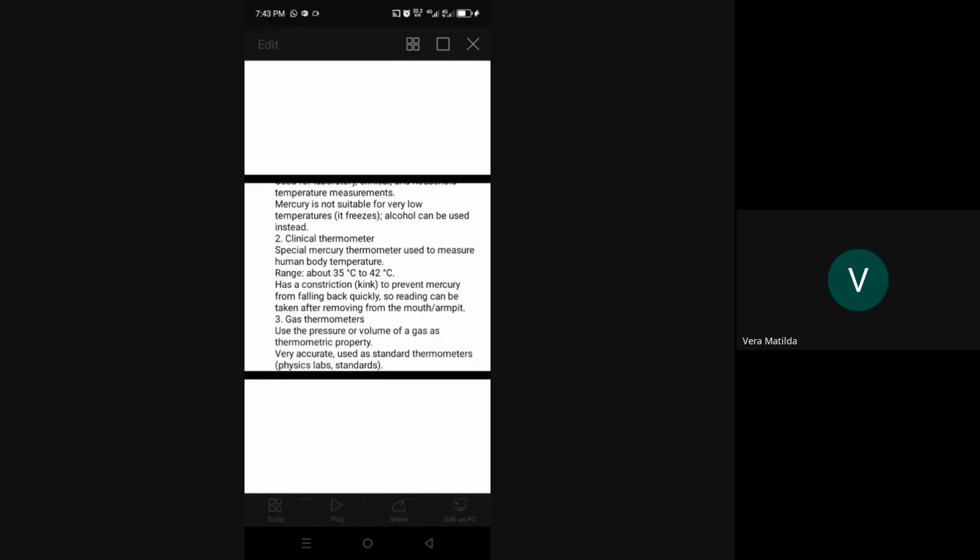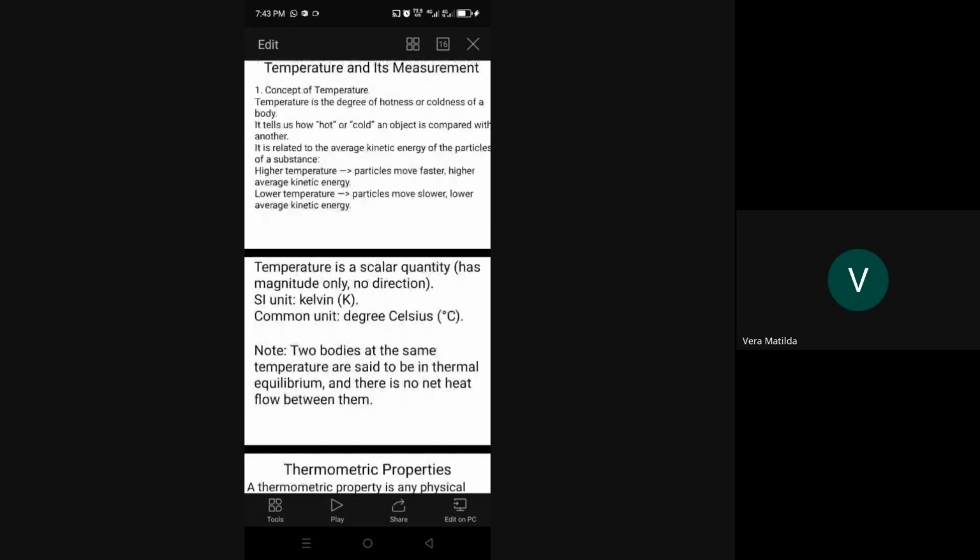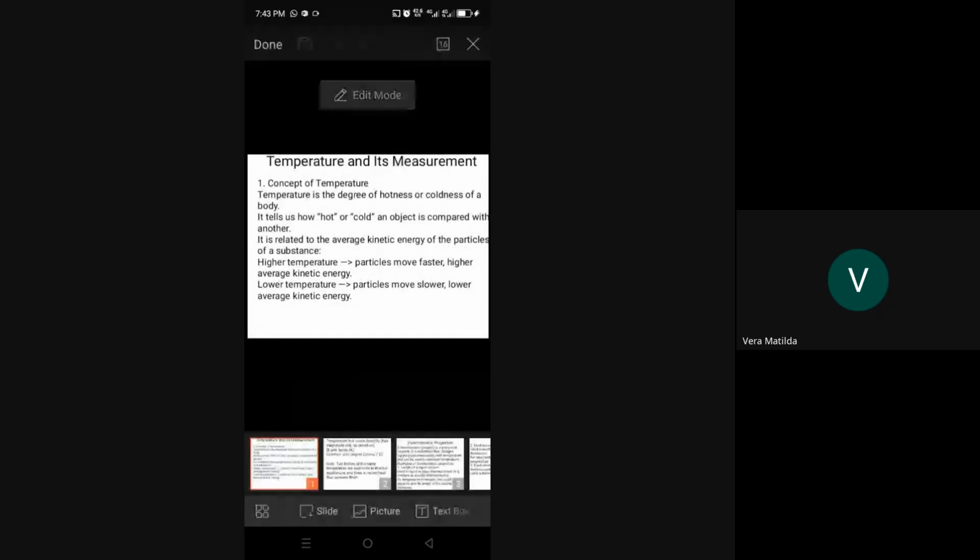Of course they will not ask you to define temperature and all of that. But temperature is the degree of hotness or coolness of a body. We all know that before, okay? But there are things that I want you to pay attention to. Things like how does temperature affect kinetic energy of particles, okay? Please don't forget that.